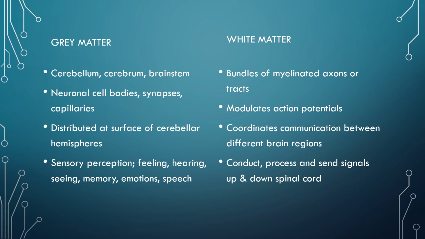White matter are those bundles of myelinated axons or tracts where nerve impulses travel. And that's in the brain, that's in the core. And then as you move down to the spinal cord, those reverse. In the spinal cord, you have white matter on the outside because it's sending those nerve impulses out to the body parts. And the inside of the spinal cord is gray matter.